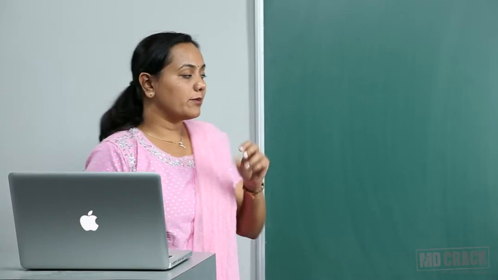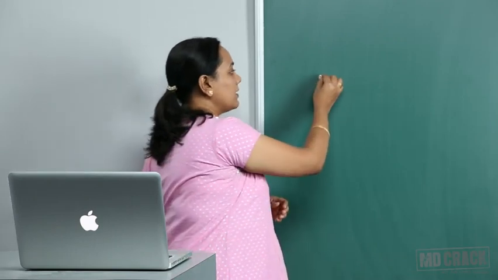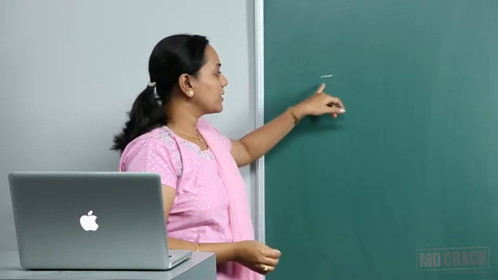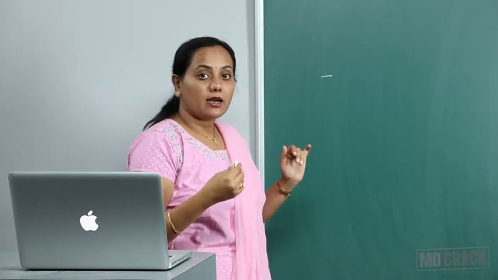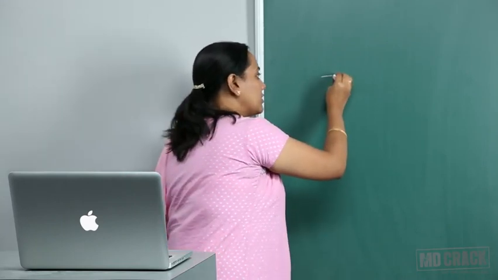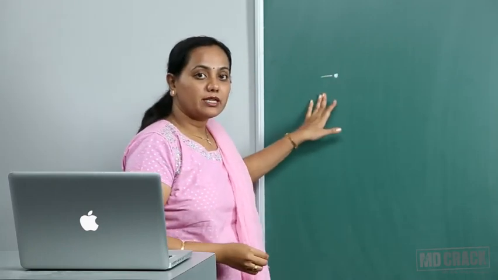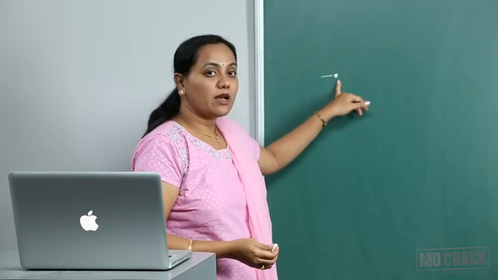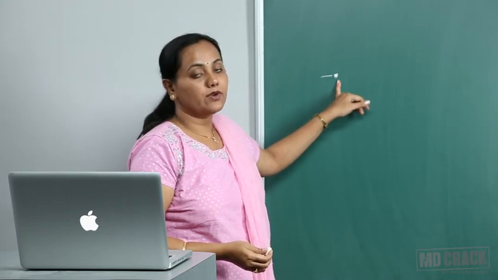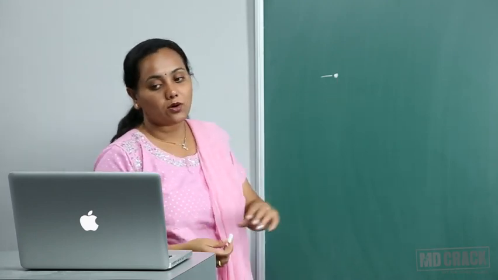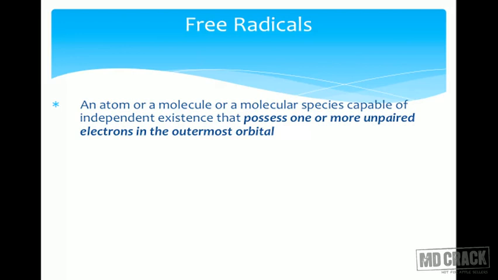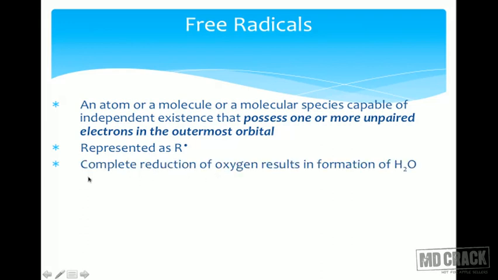You might have seen many times that in many ions we put the negative charge, but when it is an unpaired electron we put a superscript dot above it. So it might be having a negative charge or not, but if it is having an unpaired electron in it, we write it as a superscript dot over it. So in the outermost orbital it should be having an unpaired electron. They are usually represented as R dot, and when are they released?